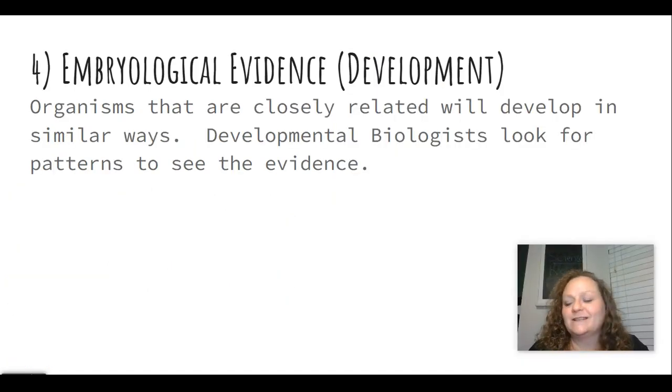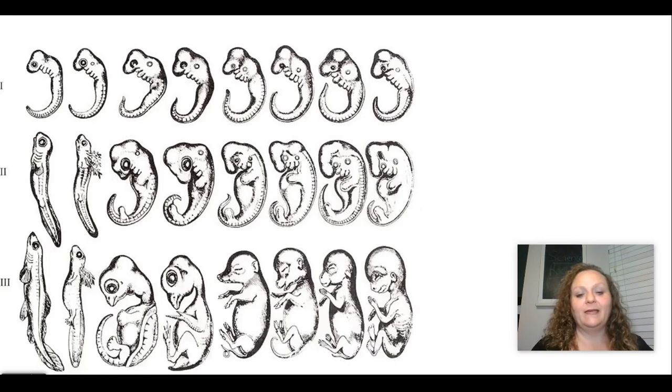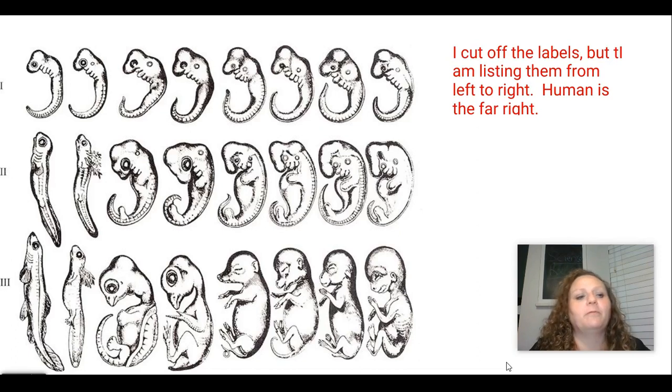Fourth type of evidence. You guys have done a great job hanging in. Embryological evidence or developmental evidence. All this is looking at is organisms as they're developing as embryos and how closely related they are, what characteristics they share, what characteristics they don't share, to help us determine how closely related different species might be. Here we have a fish, salamander, tortoise, chick, hog, or pig, calf, rabbit, and human. And if you look at the very top row, they all look really similar.